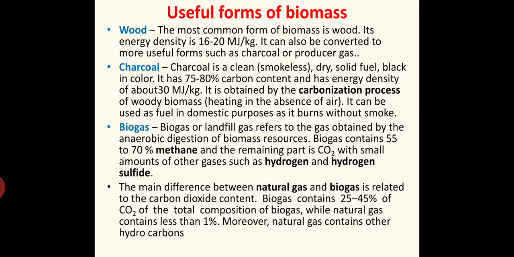It is obtained by the carbonization process of woody biomass. We convert wood into charcoal using carbonization, which is simply heating in the absence of air. Wood is heated in the absence of air, so that we finally obtain charcoal or producer gas. Producer gas is a combustible gas obtained by passing oxygen and steam over coal, I think. That is what is known as producer gas. It can be used as fuel for domestic purposes as it burns without smoke. So we can say it is an advanced version of wood.